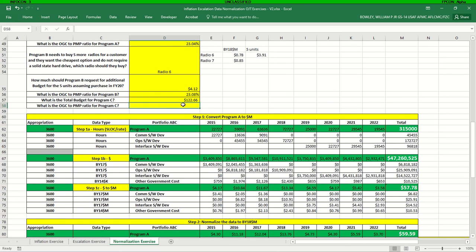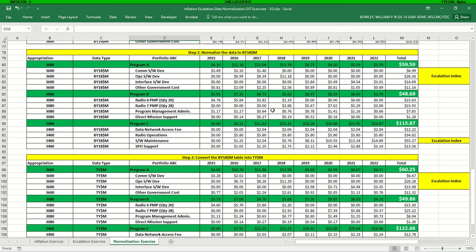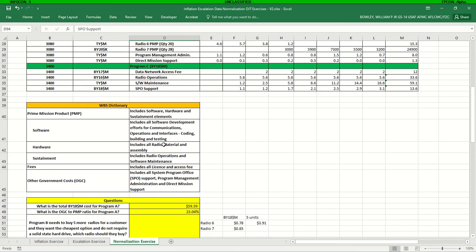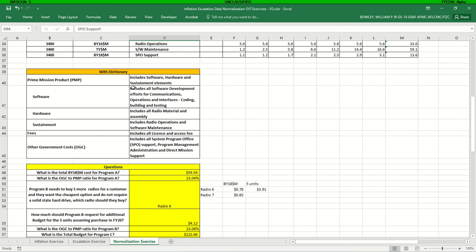And the last question, what is the other government cost to prime mission product ratio for program C? So we can look at program C's work breakdown structure. We've got data network access fee, radio operations, software maintenance, and SPO support. So if we go back to our dictionary, we'll see that sustainment includes radio operations and software maintenance. So those both fall under prime mission product.